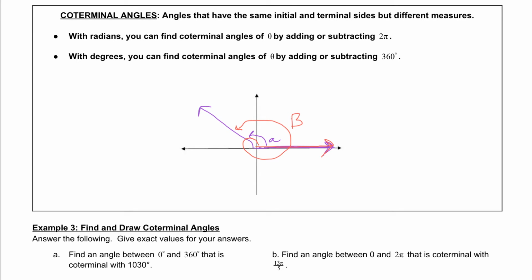Those are coterminal angles. Now I don't necessarily have to go in that direction. I can also take this angle in blue here, so here's my initial side, and I can rotate this way, so going in the negative direction, and I can also get the same angle. So I can add or subtract 2 pi or 360 each time to get those angles.